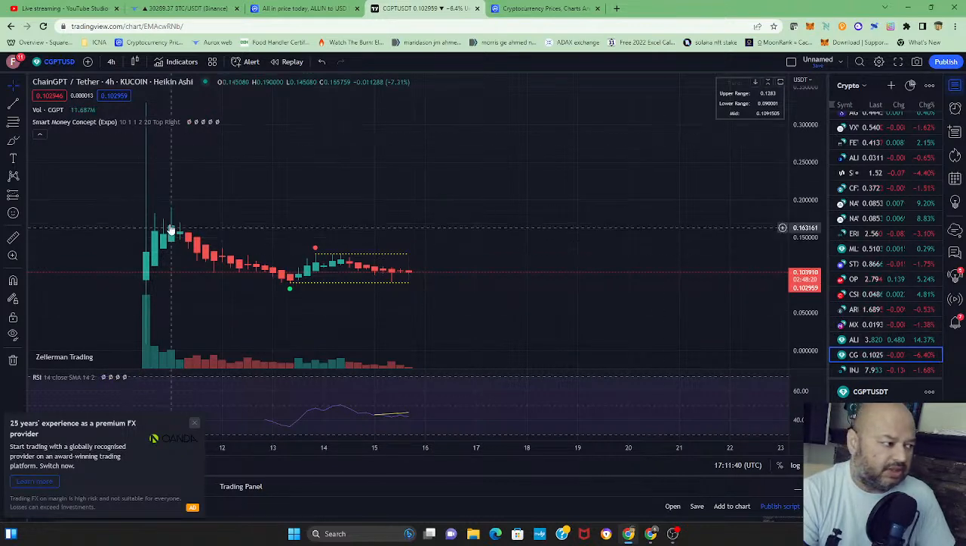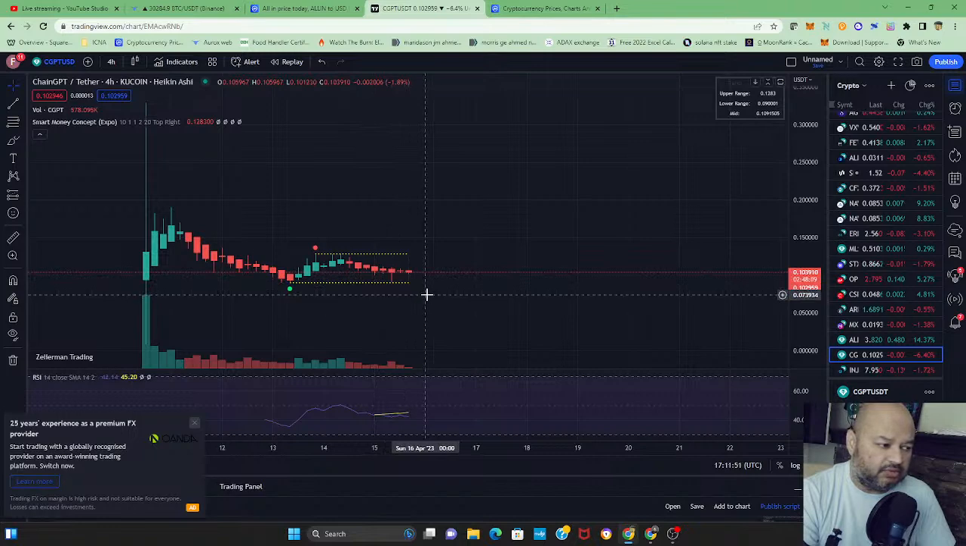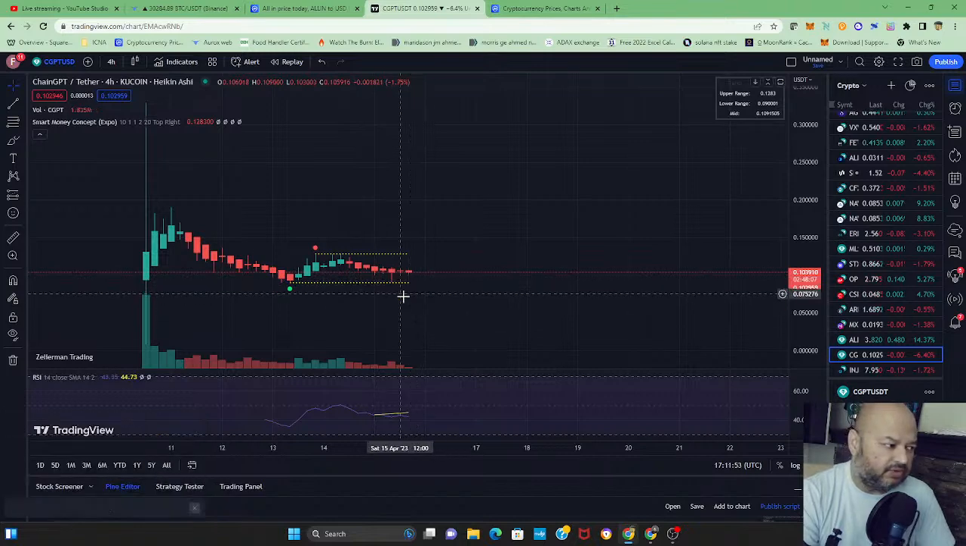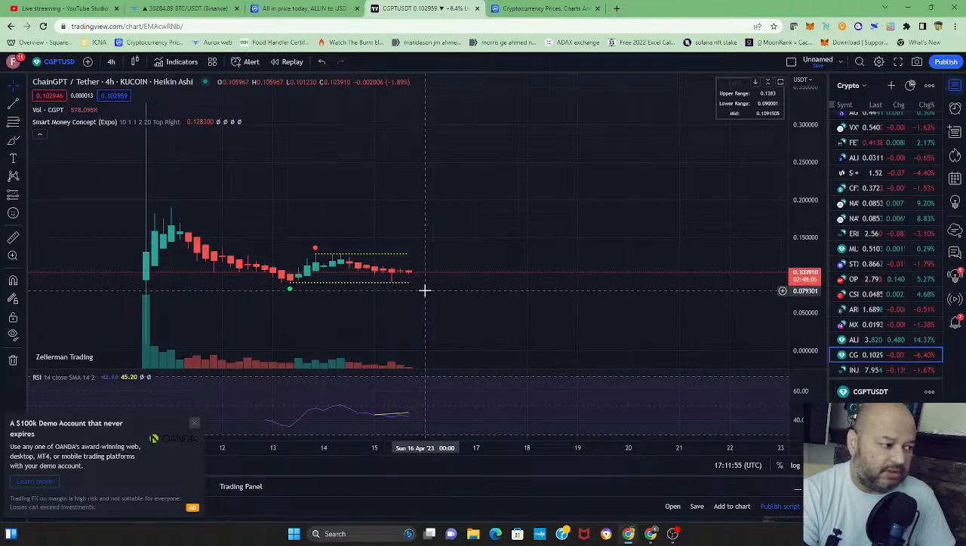So when I started noticing it, it was around 18 cents, and now it is at 10 cents. Can it go further down just like Injective? Yes, it can go further down, and the area I'm looking at is 9 cents. 9 cents could be a good buy for this project.